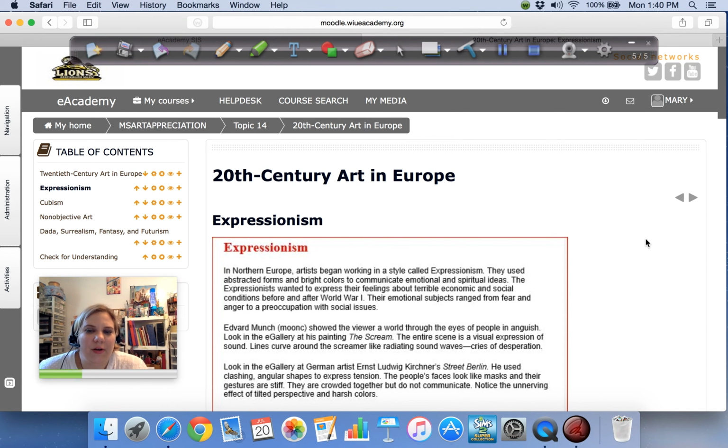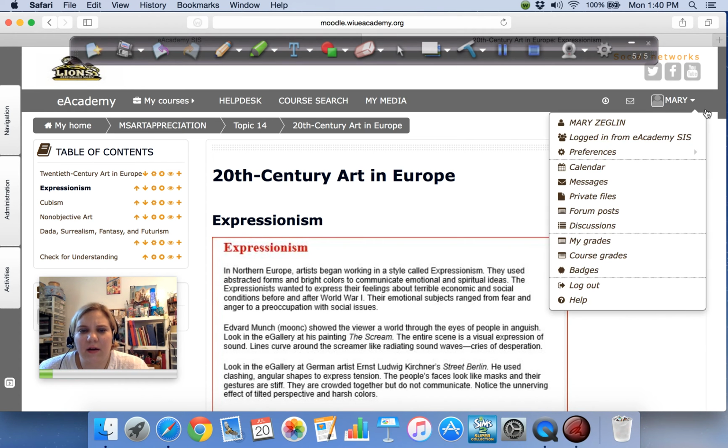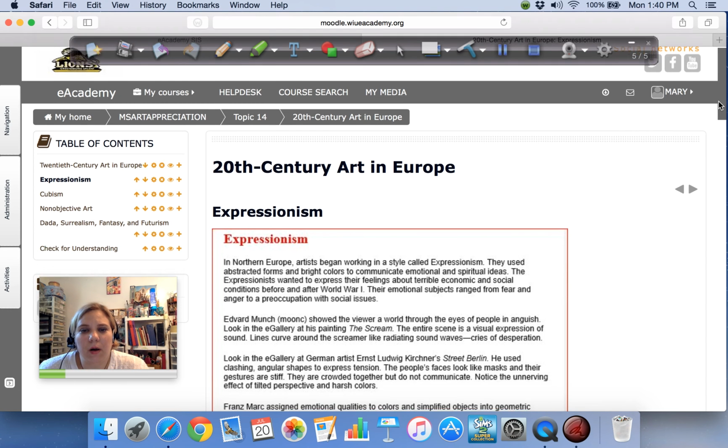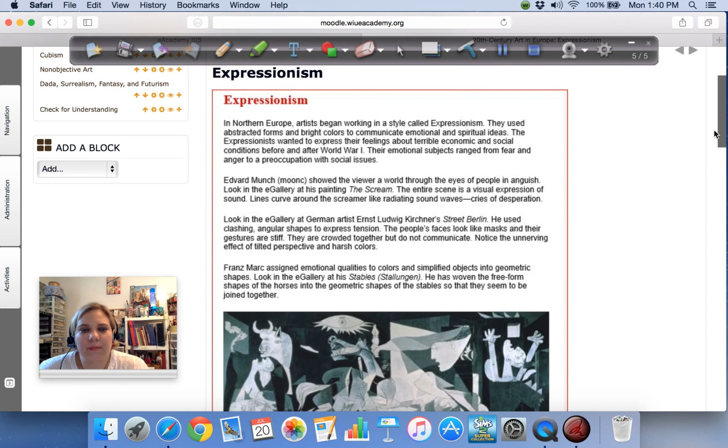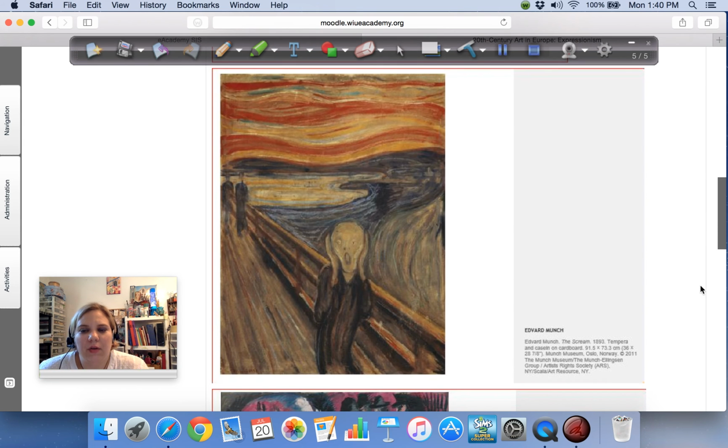Then we're going to move on to Expressionism. This is expressing the fear and anger before World War One. Problems were happening, economic problems. People were starving. There was tension in Europe. Here we have Edvard Munch's The Scream. This is 1893, but the feeling really carries into the early 20th century.